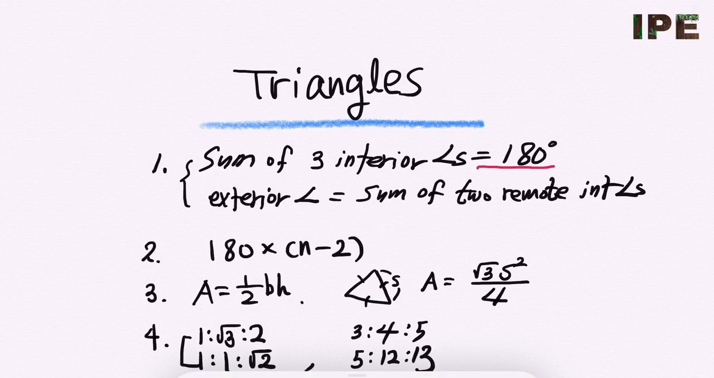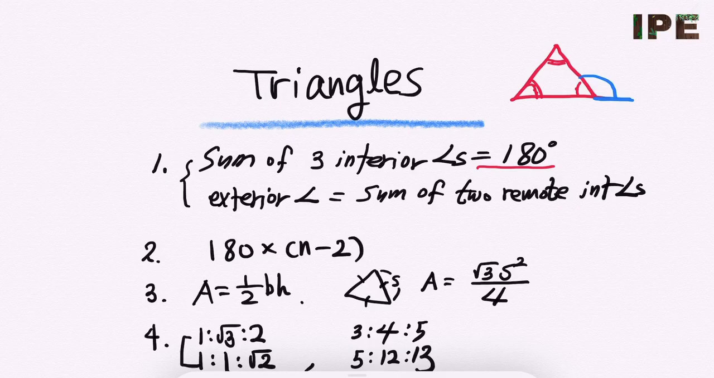180 degrees. And then, what is the exterior angle? I just told you about three interior angles, but there are interior angles and exterior angles in the triangle. I'll show you. This is a triangle. The sum of these three angles is 180 degrees, right? We call the angles inside of a triangle interior angles. What is an exterior angle? An exterior angle is this angle. We call this angle an exterior angle.